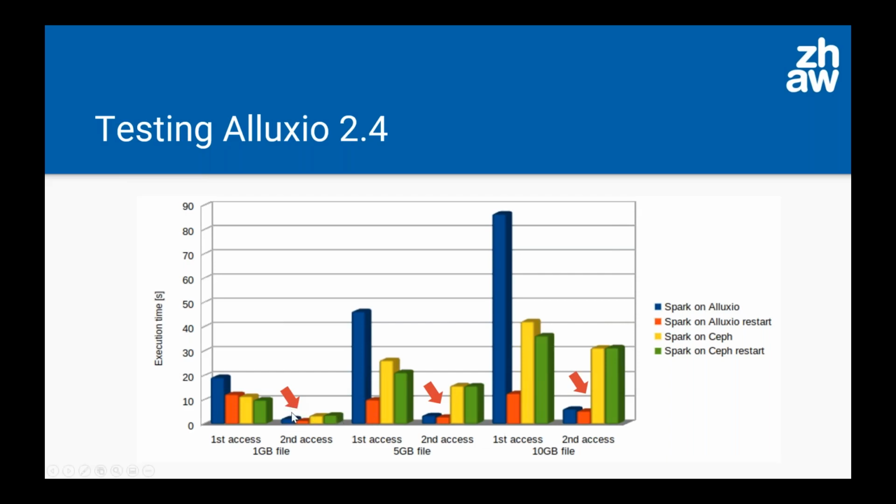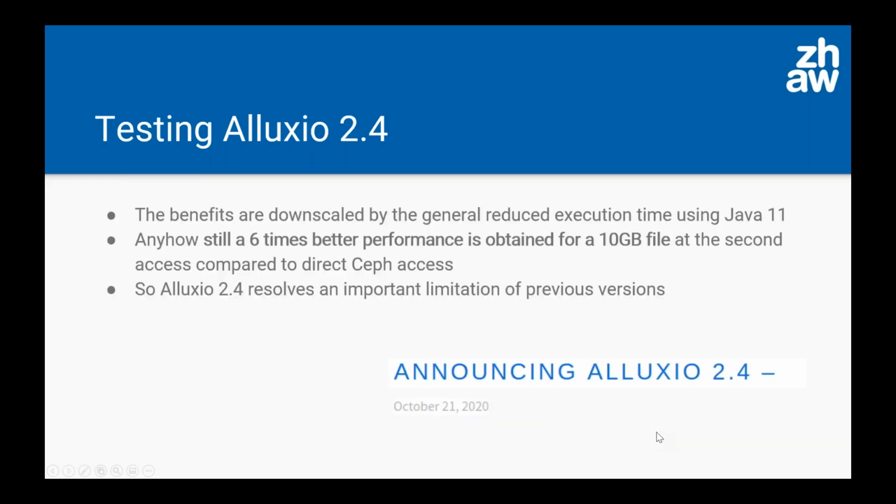As we point out here in the red arrows, there is still some benefit, but it is not as incredibly high as it was before. The motivation for this is, of course, that if we keep the same configuration in terms of file size, and Java 11 brings down all the execution time for all the configurations, then the gain in percentage is not so high.